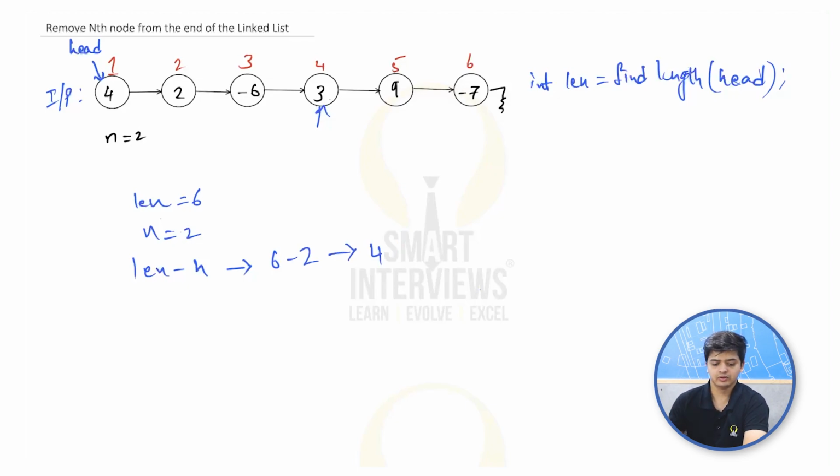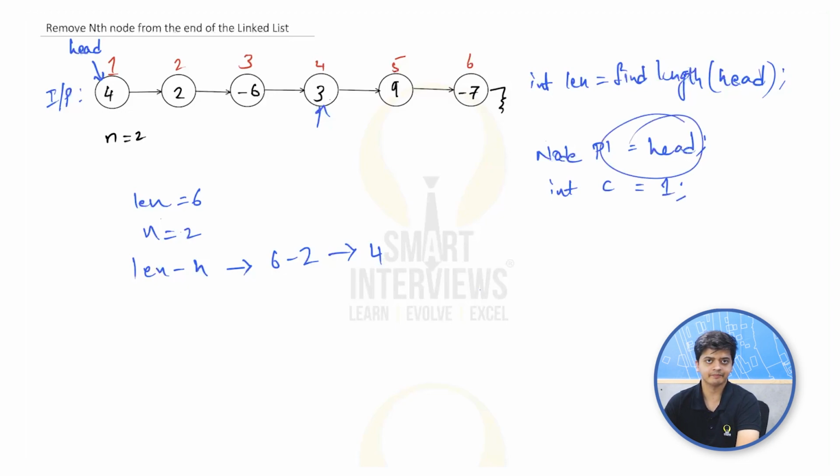Now I simply have to go to the fourth node and delete the fifth node by pointing the fourth node's next to 6. So for that, all I have to do is I'll simply take a variable, let's say p1, which will point to the node I'm currently at. So I have to declare it as node. And I will also take a variable called, let's say, c, which will keep track of which node I am at. Initially, c will be 1 because I am at head.